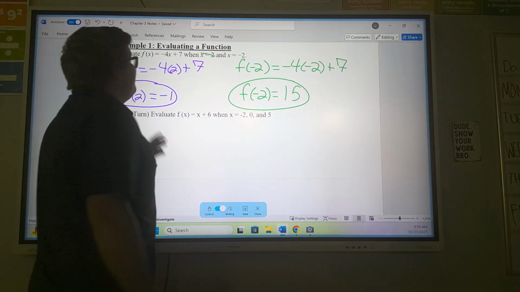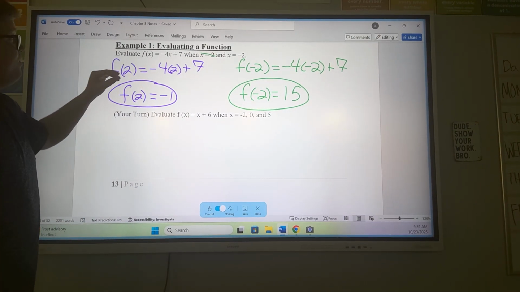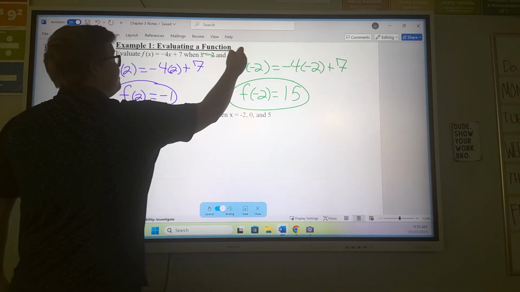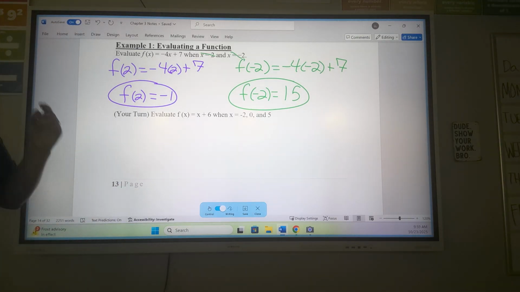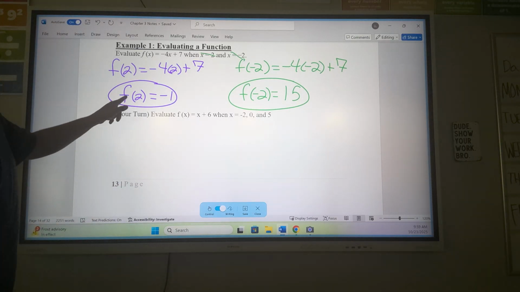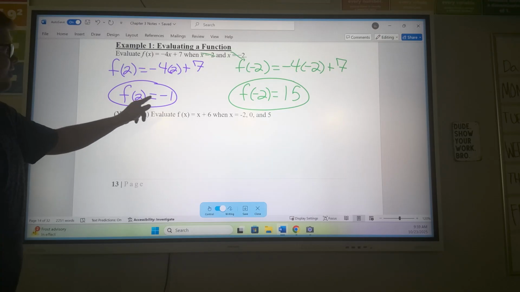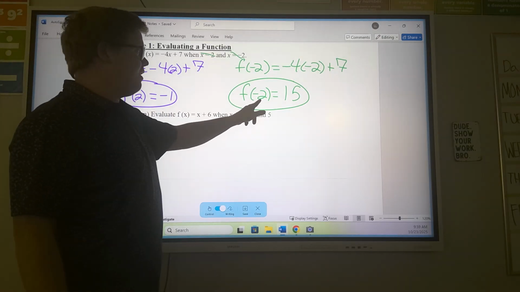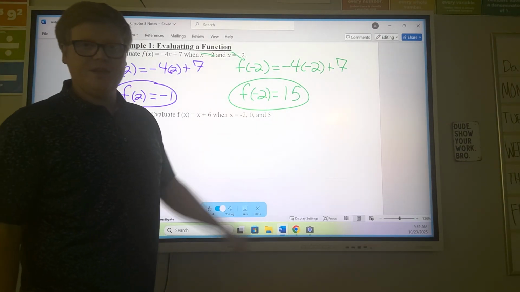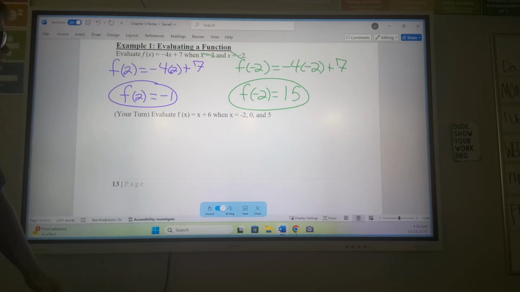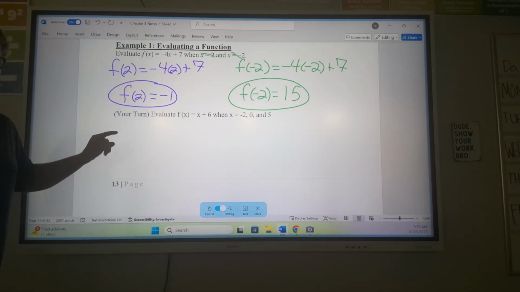So that is how we evaluate a function when there's two different x values. We solve two different equations. That's all we did. So when we plugged in a positive 2 into our equation, we got a negative 1. When we plugged in a negative 2 into our equation, we got 15. That's all there is to it. Go ahead and pause the video and try to solve this one.